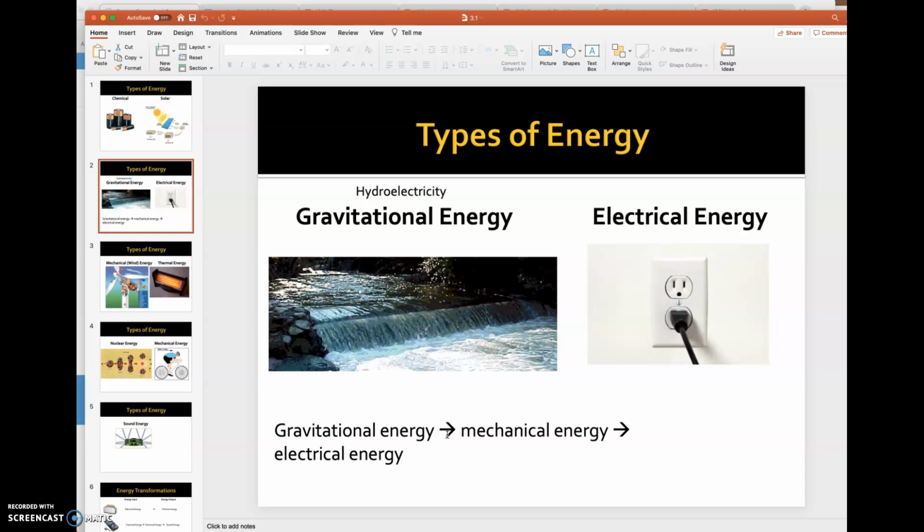So the most common example of transferring kinetic energy and potential energy back and forth is a pendulum. Like think of a swing. You're on a swing set. When you're at the very top, you're kind of stopped, right?